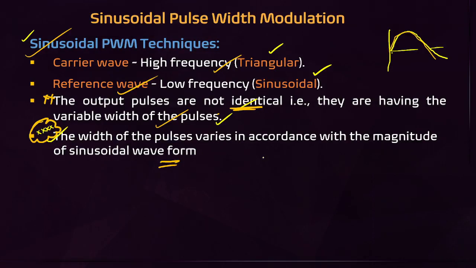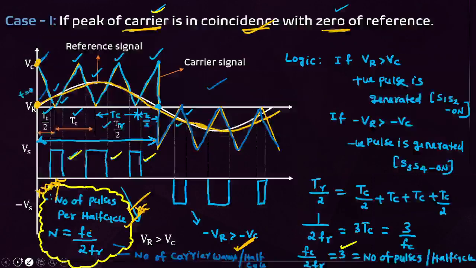The width of the pulses varies in accordance with the magnitude of the sinusoidal waveform. How is the width of the pulses changing? It follows the magnitude of the sinusoidal waveform, that is the reference wave. Here, two conditions are there. If the peak of the carrier coincides with the zero of the reference, this is the peak of the carrier, and this is the zero of the reference that coincides.